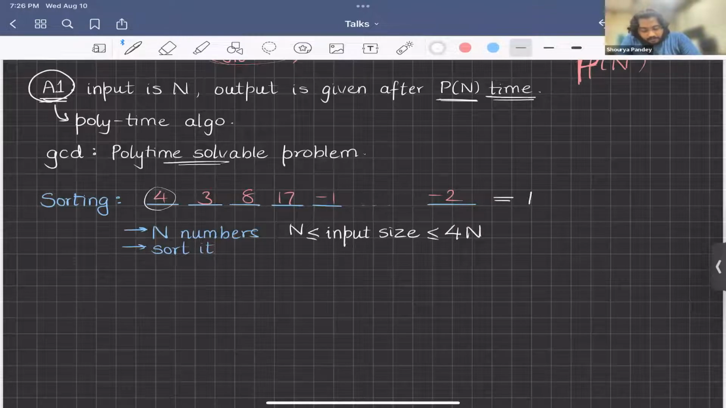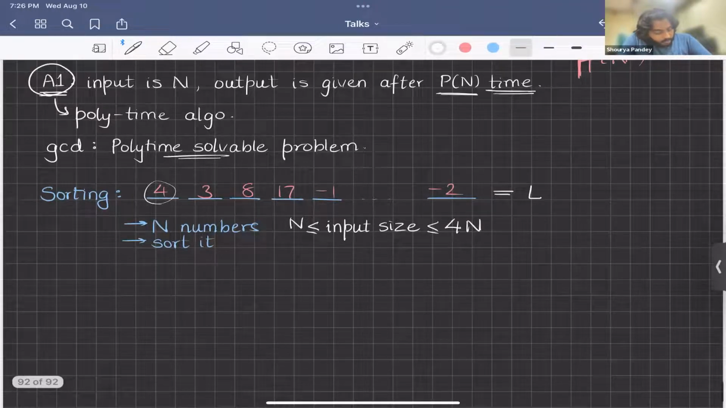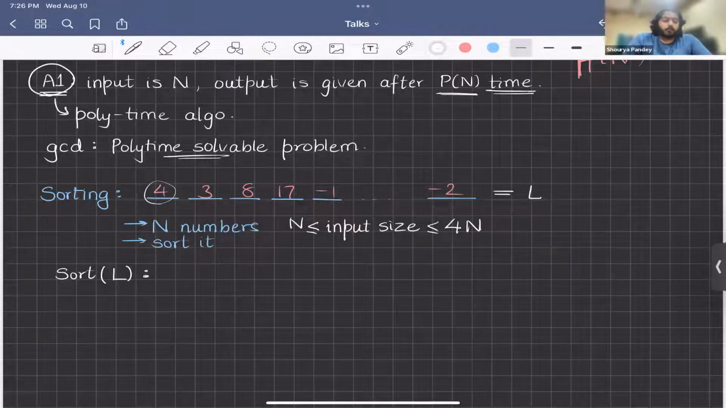So think of the input as some list, and you're allowed to access elements of the list by inputting i in it. So I have sort, and my input is some list L. So how do I sort? Just intuitively, what do you do to sort? If you just look at numbers and you have to arrange them, what do you do?